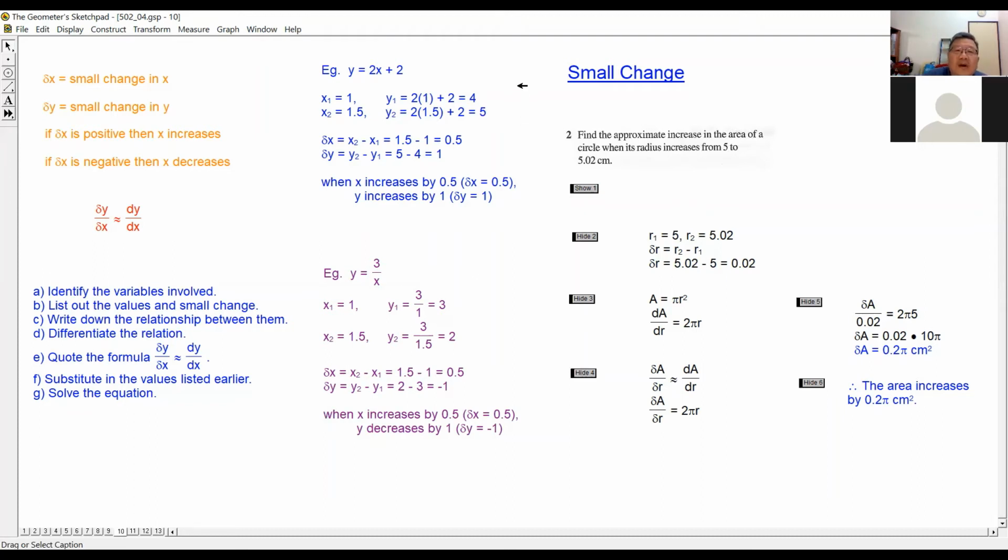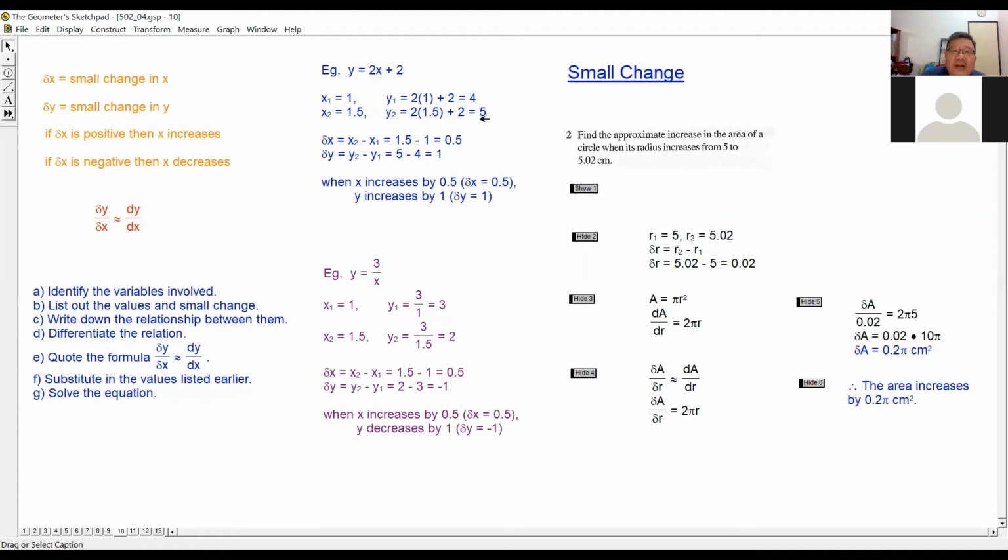So what is your delta x? Delta x is the small change in x. From 1 to 1.5, how much is the change in x? So I use 1.5 minus 1. So x2 minus x1, 1.5 minus 1. And the small change in x is 0.5.